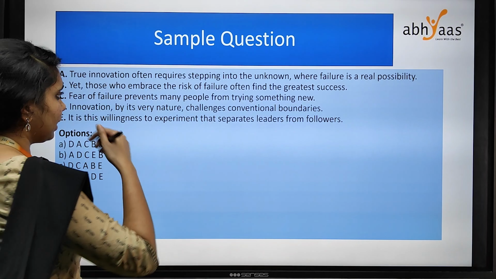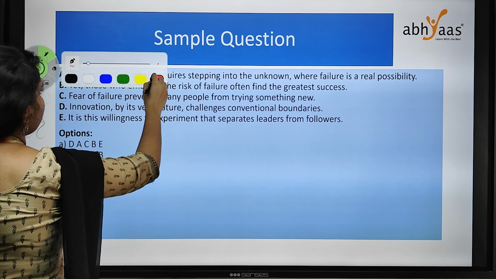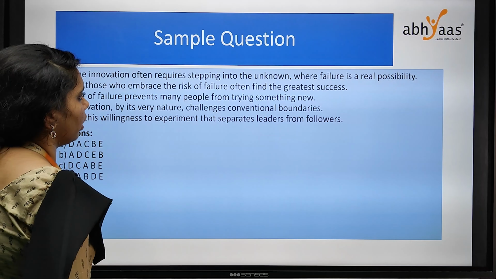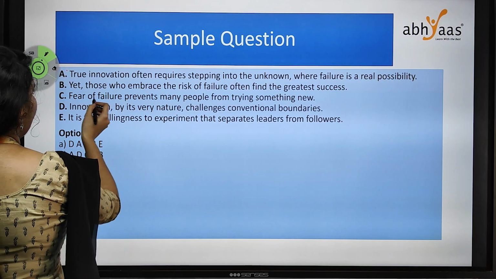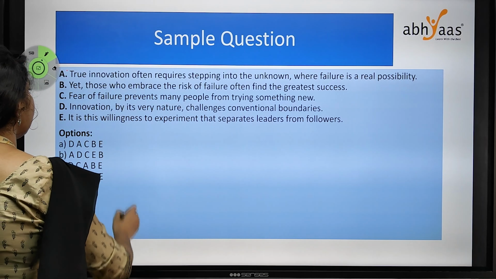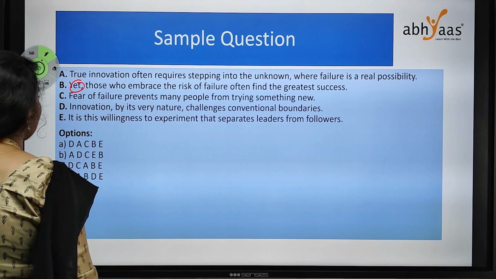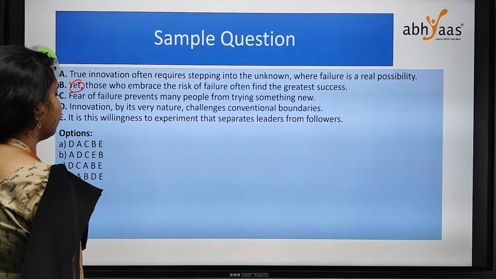Yeah, so now let's look at this passage. First sentence says, true innovation often requires stepping into the unknown where failure is a real possibility. This looks like a starting sentence. Yet those who embrace the risk of failure often find the greatest success. Yet is being used, so this cannot be the starting sentence. Fear of failure prevents many people from trying something new.